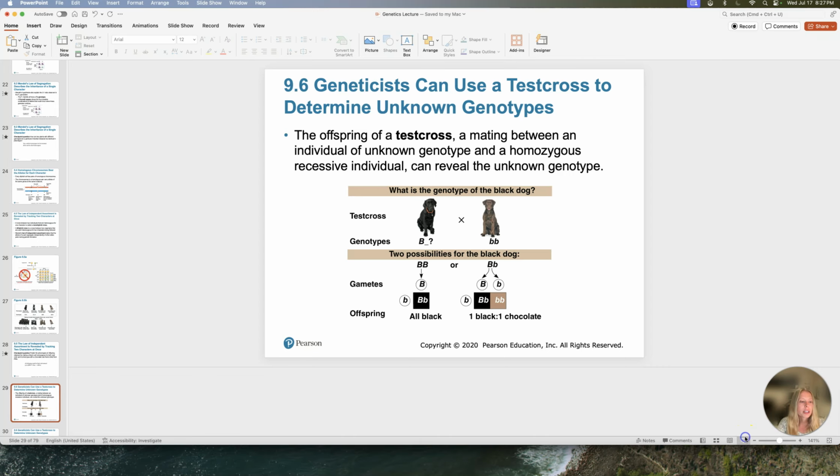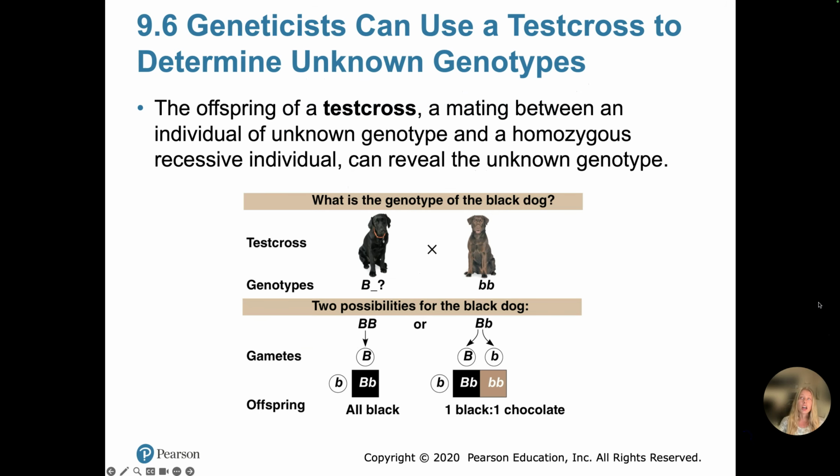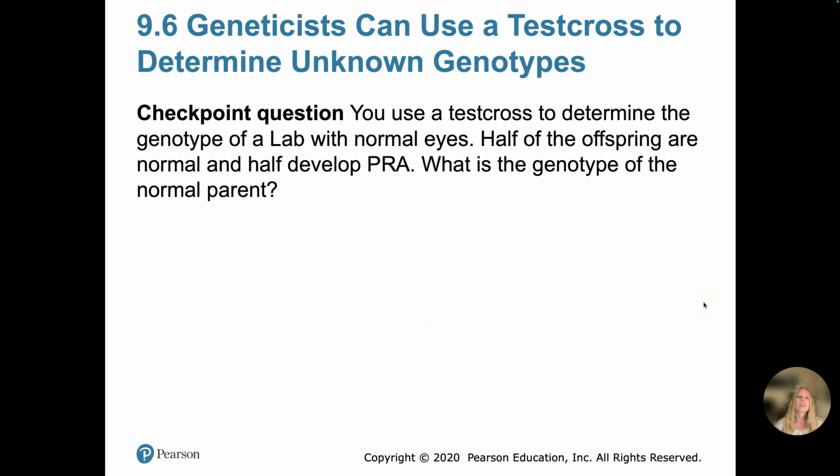So test crosses are really helpful to predict an unknown genotype. You need to just cross that unknown genotype to a homozygous recessive. So a checkpoint question based on that: you use a test cross to determine the genotype of a lab with normal eyes. Half of the offspring are normal and half develop PRA, which means they go blind. What is the genotype of the normal parent?